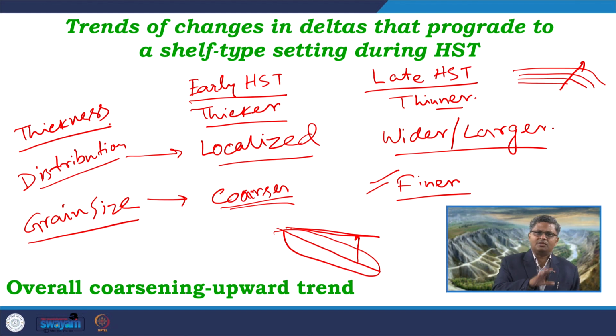So, these are three parameters in terms of the depositional systems within a delta that forms during the HST phase in the marginal marine area. So, we can get significant changes in terms of the thickness distribution and grain size distribution pattern within the delta system, from the delta plain to the delta front area.